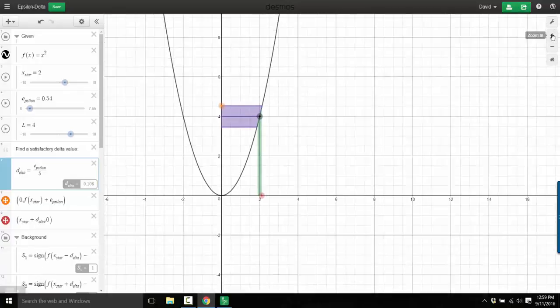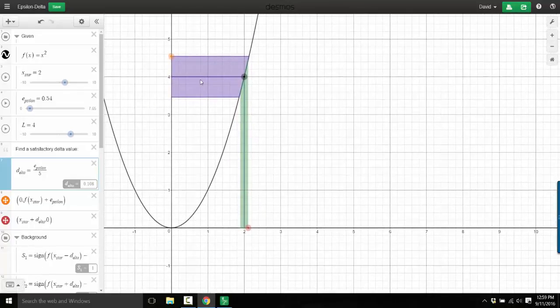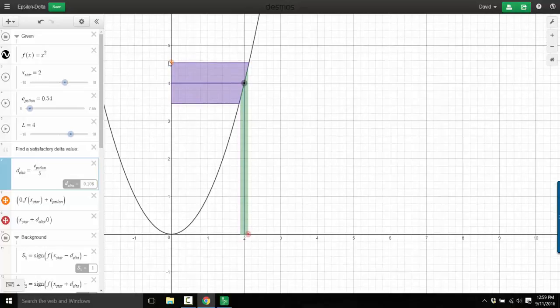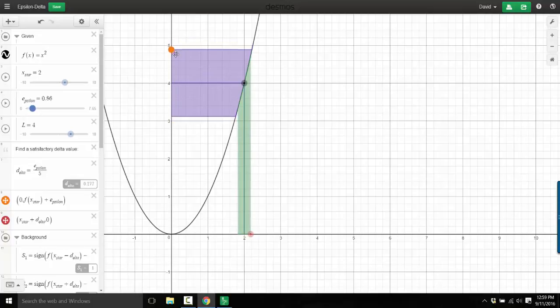So it seems like, again, we're not proving anything, we're just experimenting. But it looks like if my delta window is 1/5 the size of my epsilon window, that delta value is always going to work. It looks like it. We don't know yet, but it looks like it.